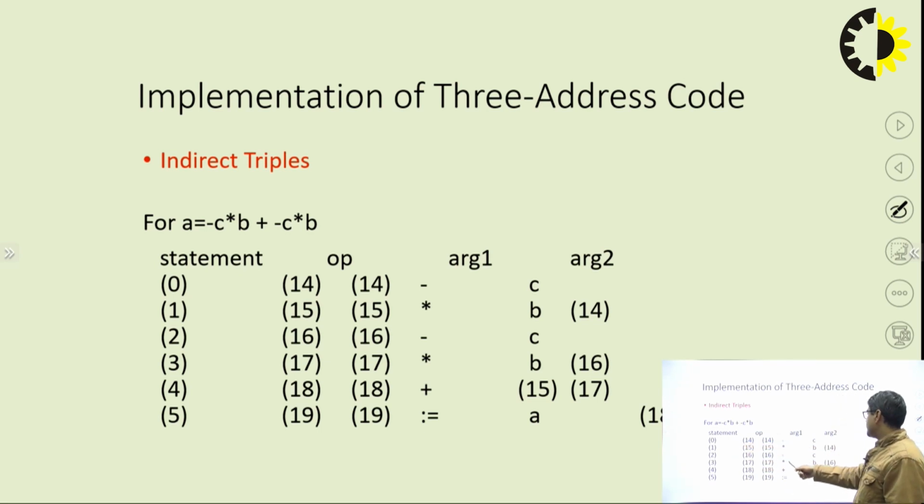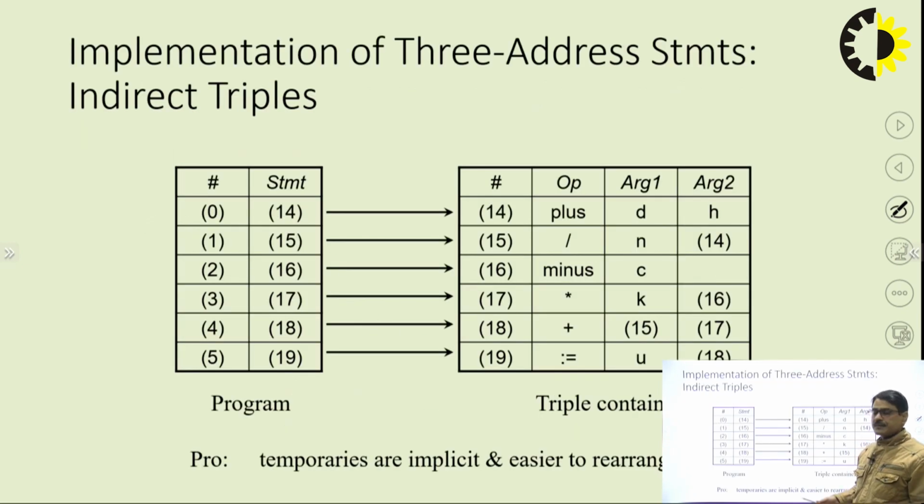If you need b into minus c, then we call this particular 3, because the 3 pointer variable will store that. So in between you are using these temporary variables, these intermediate values also, by using indirect triples, but it is used very less. This is the basic example, 14, 15, 16, 17, 18, and that is the assignment of other pointer variables for these statements, so that temporaries are explicit and easier to rearrange the code. That is the benefit of indirect triples.